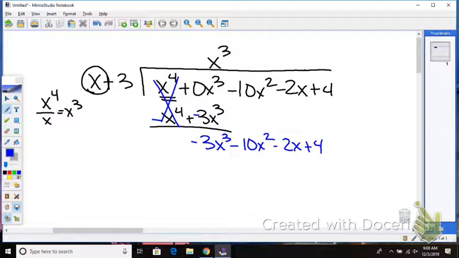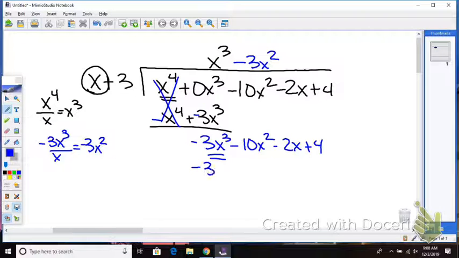Step 1, write down the problem correctly. Okay, then I have negative 3x to the third divided by x gives me negative 3x squared. And I multiply and I get negative 3x to the third. Is that a plus? Yeah. So minus 9x squared. And then I need to change my signs.